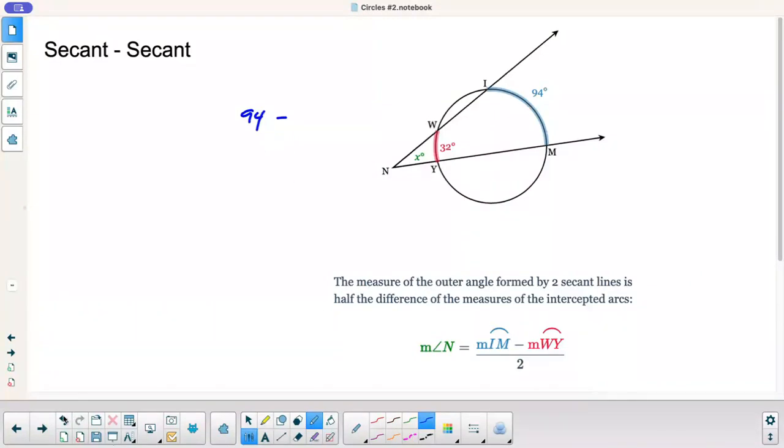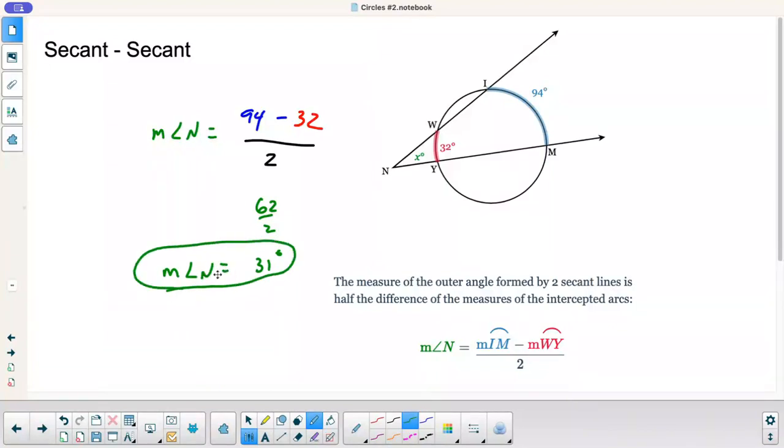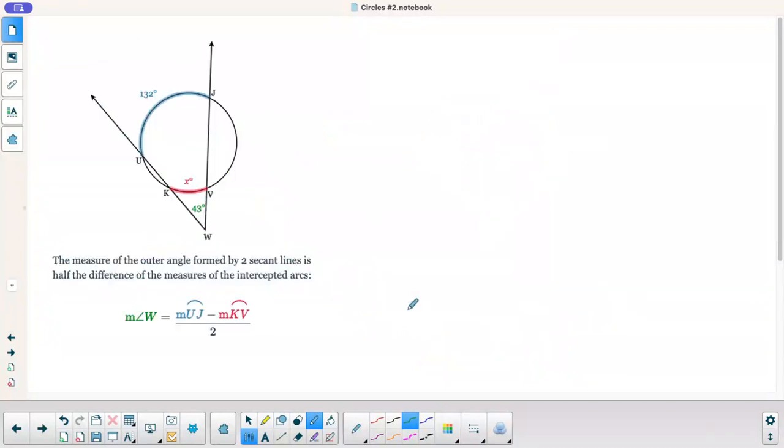So in the case of this problem, it's going to be 94 minus 32 over 2. And that will give me the measure of angle N. Okay, so 94 minus 32 is 62. Divided by 2 gives me 31 degrees. Okay, so you're going to need to know this formula for two secants going through the circle.